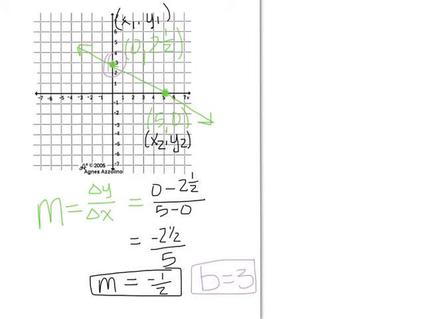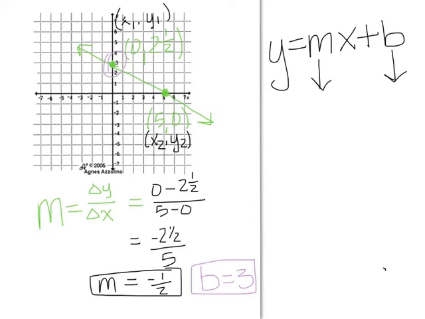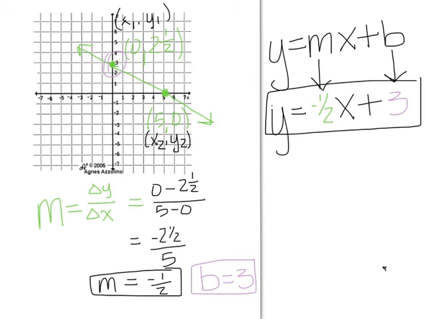So we can take these two pieces of information and plug them into our slope-intercept form. We have our slope and our y-intercept that we can plug in. We'll have y equals mx plus b. The m value is a negative 1/2. The b value is a positive 3. So the equation for the line, or the function rule for the line, is y equals a negative 1/2 x plus 3.